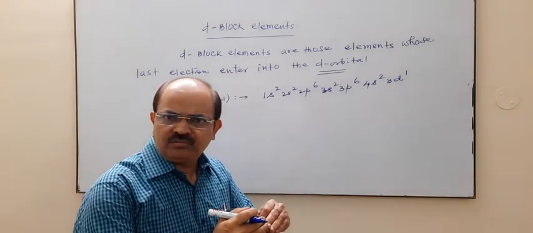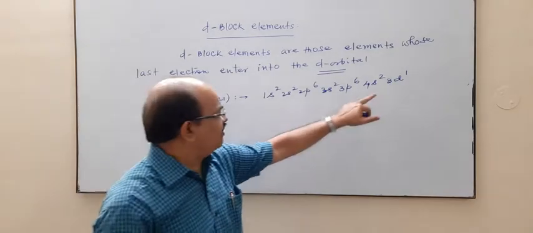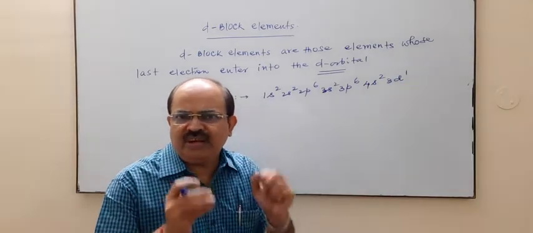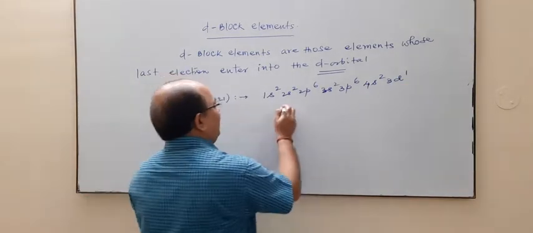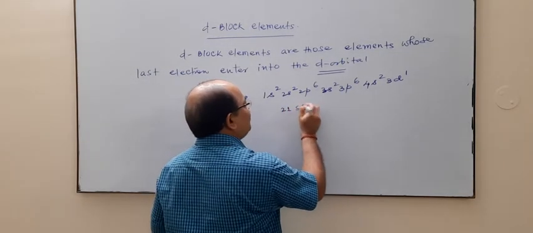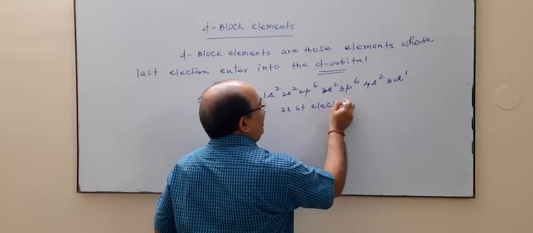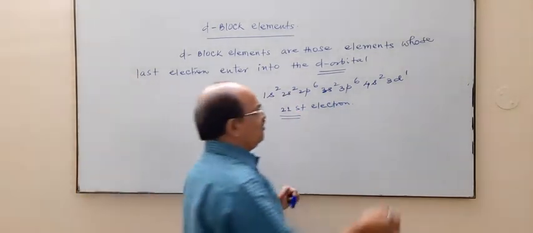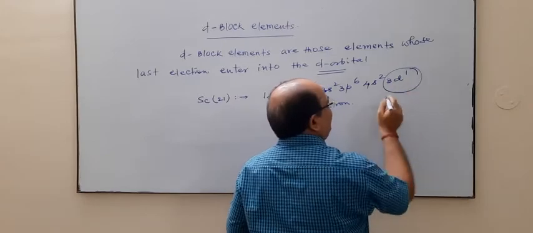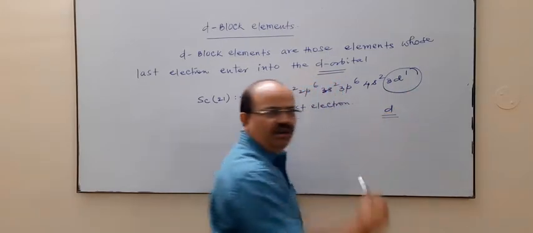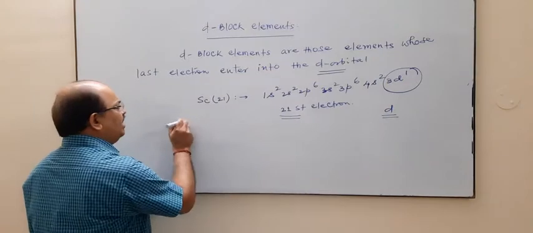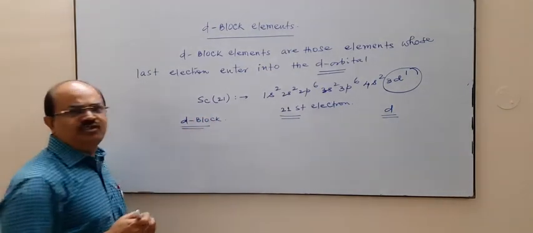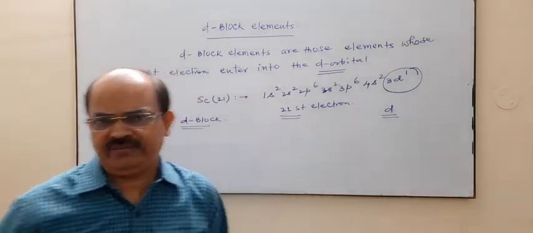No doubt, when we write the configuration, we first write 3d1 and then we write 4s2. But the last electron, that is the 21st electron, will enter into the 3d orbital, that is, a d orbital. So scandium is a member of the d block. So this is a d block element.